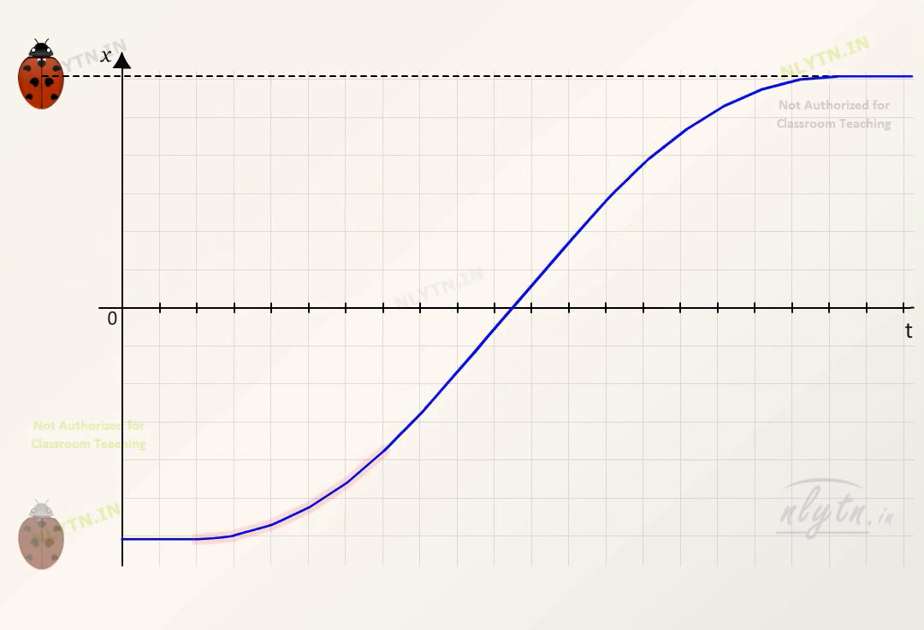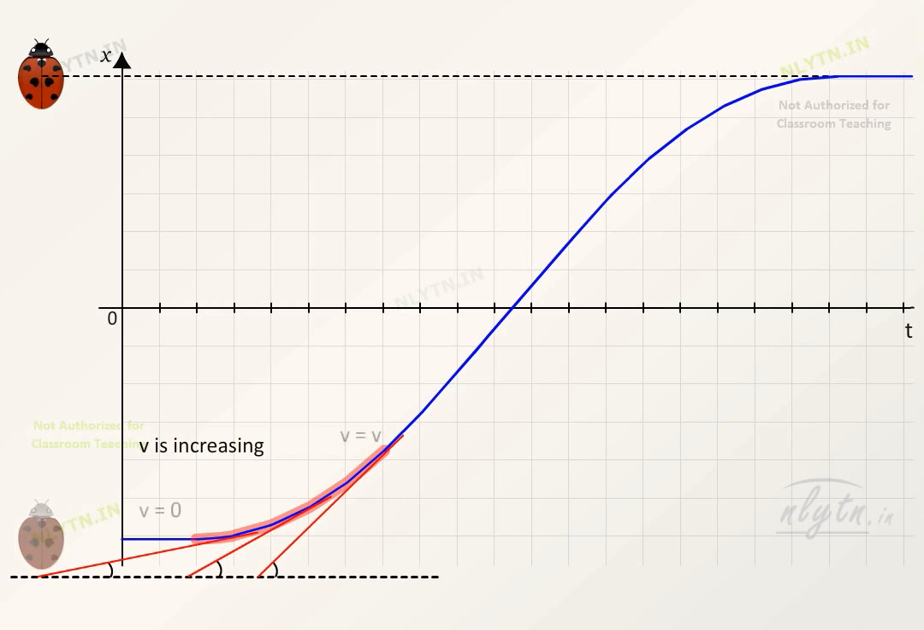Now, for this curved region, we can see that the slope of the tangent is increasing. So we can say that the velocity of the particle must be increasing in this region. This is expected as our particle was initially at rest, so it must accelerate to gain some velocity.